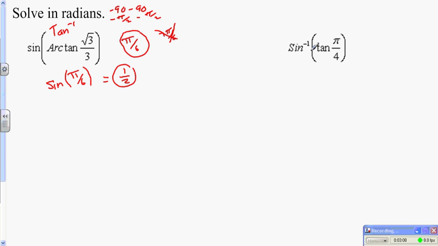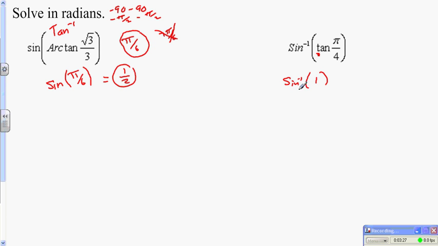Alright, now again, always notice we have lowercase t. So just asking you, what is tangent of pi over 4? Tan of pi over 4 on the unit circle is 1.